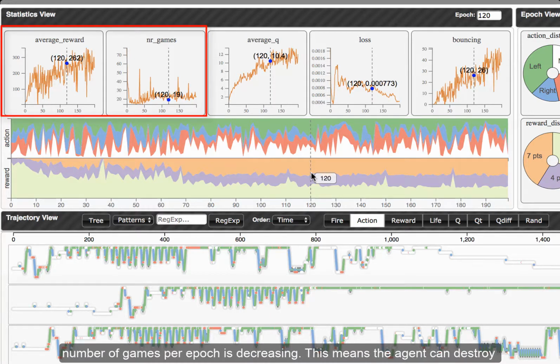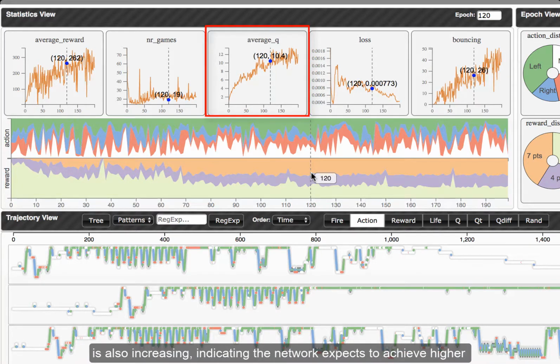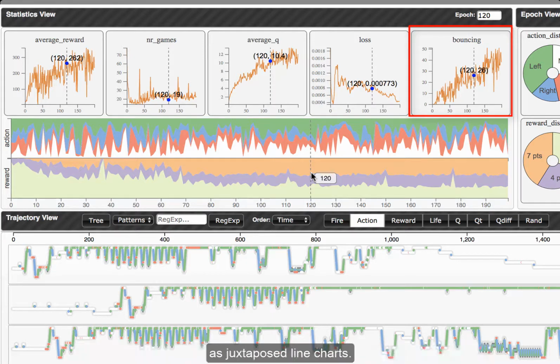This means the agent can destroy more bricks in each game episode with less life losses. The estimated Q value is also increasing, indicating the network expects to achieve higher and higher rewards over the training. From our statistics collected for different patterns, we also found that the number of bouncing patterns keeps increasing over the training. More summary statistics can also be plugged into this view and presented as juxtaposed line charts.